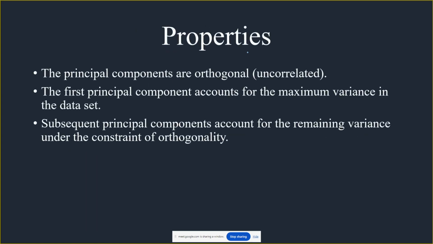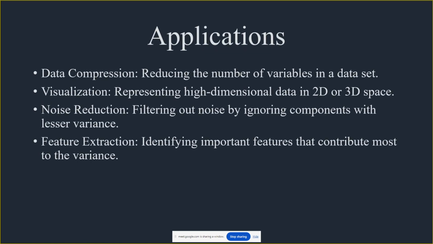What are the properties of PCA? The principal components are orthogonal, which means they are all uncorrelated. The first principal component accounts for the maximum variance in the dataset. We will see that later in our code. Subsequent principal components account for the remaining variance under the constraint of orthogonality. And what are the applications? Data compression, reducing the number of variables in a dataset.